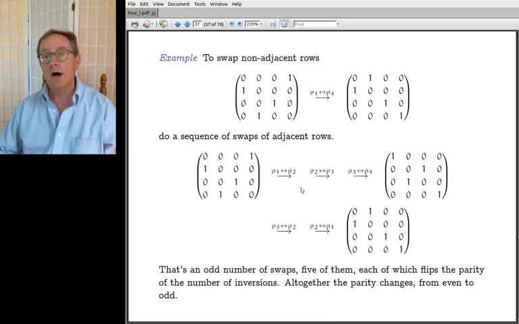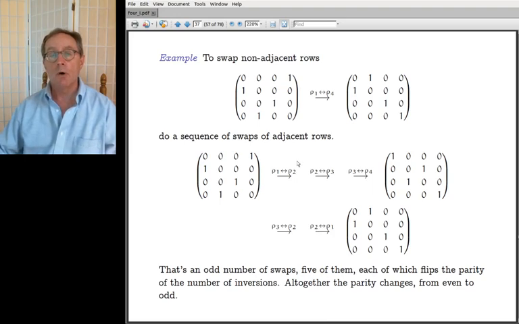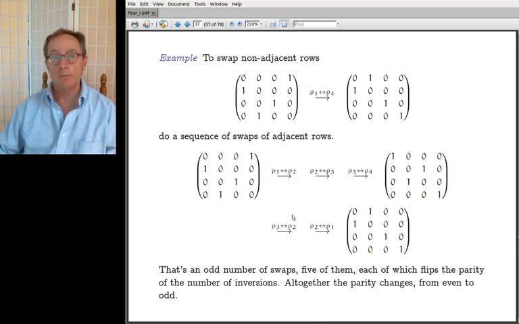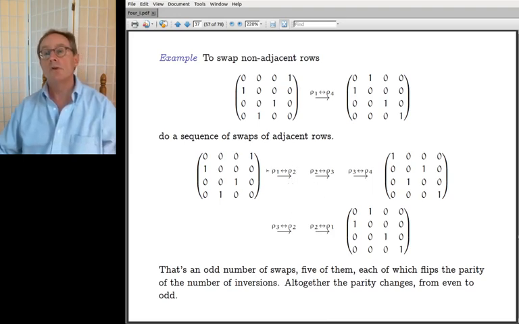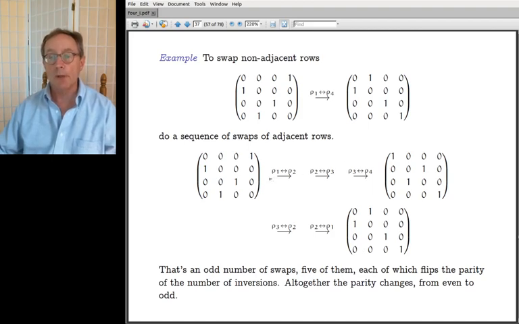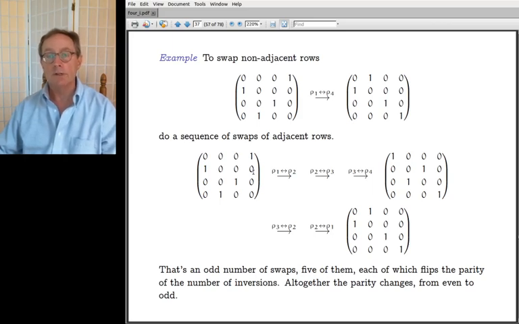That is, I took 5 swaps. We know that each swap flips the parity. So the total number of flips of the parity is, in total, the parity switches because there's an odd number of swaps. So whatever the parity was, maybe it's even, it switches to odd after an odd number of swaps, or if it was odd, it switches to even after an odd number of swaps.